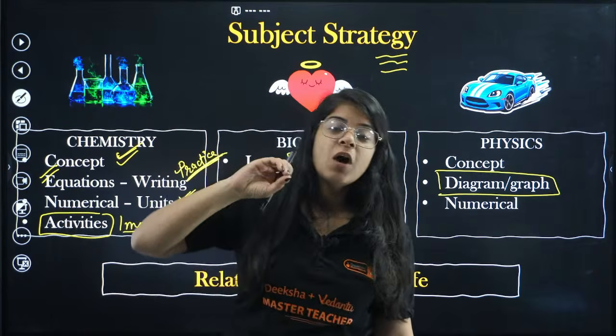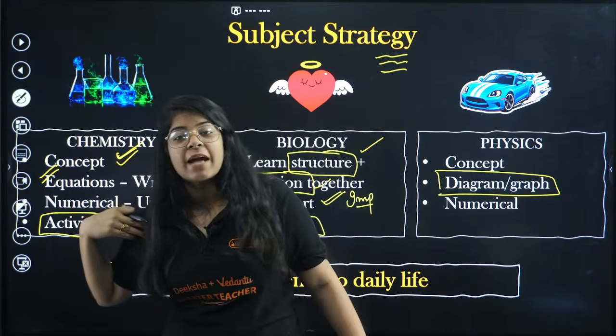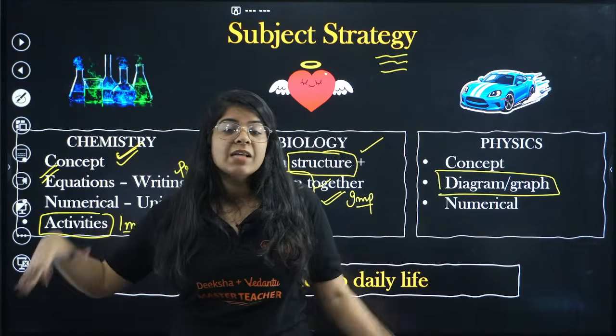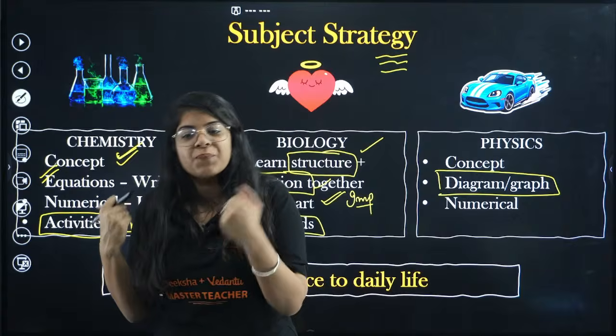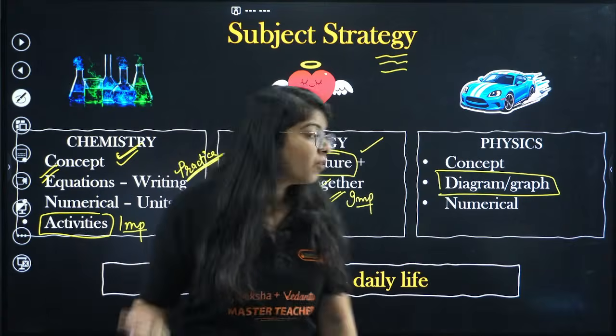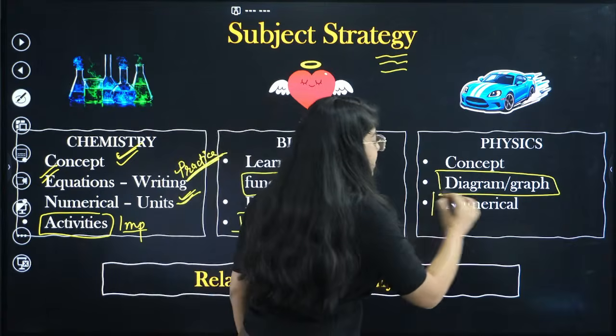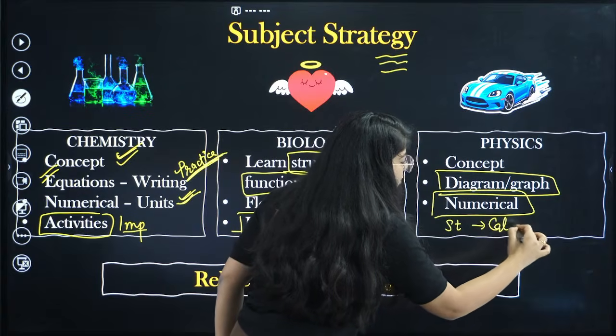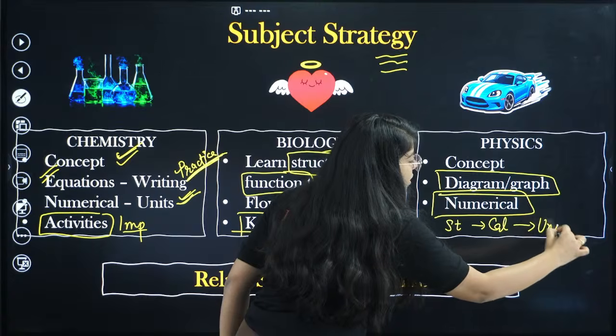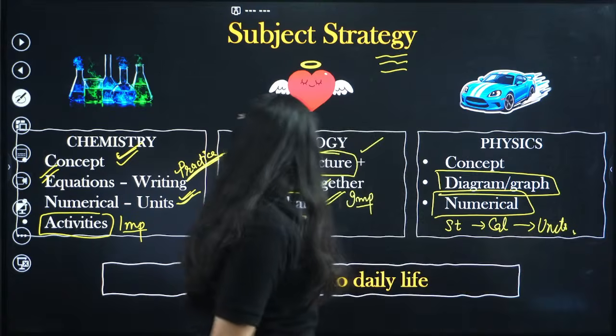Okay, like we studied motion, right? So even then we were using graphs. And what graphs? These velocity-time graphs, distance-time graphs we were using. So those are very important for you. And then numericals, again the structure I told you, right? Just do the calculation, practice the calculation, and units are very, very important, my friend.